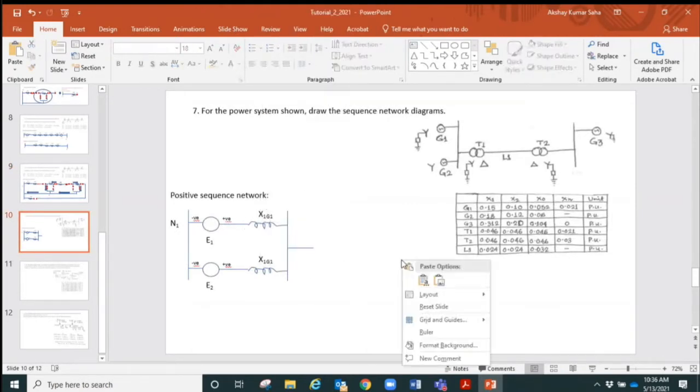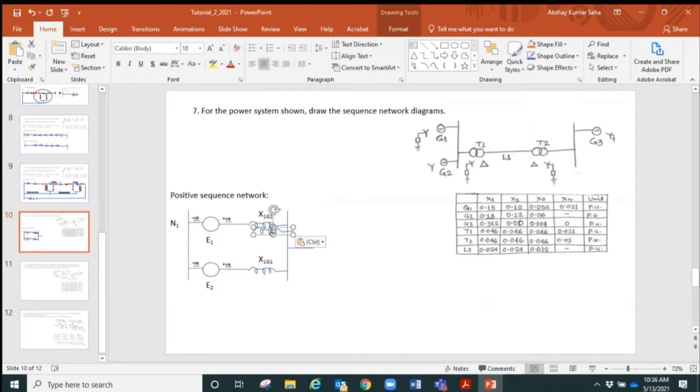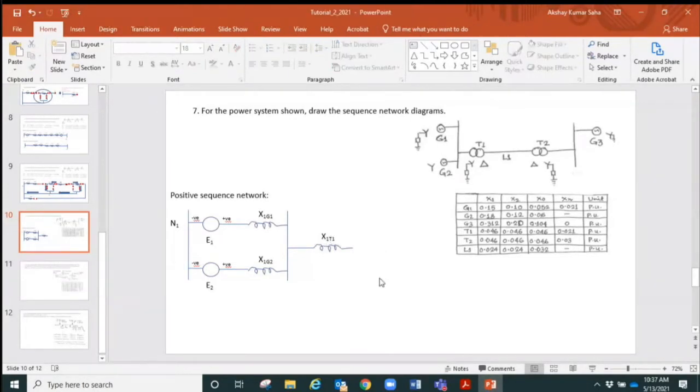So for the transformer, I need to correct this a little bit. This needs to be x1 of G2, and then this is the x1 of the transformer 1. So it will be transformer 1. So we got the transformer 1.